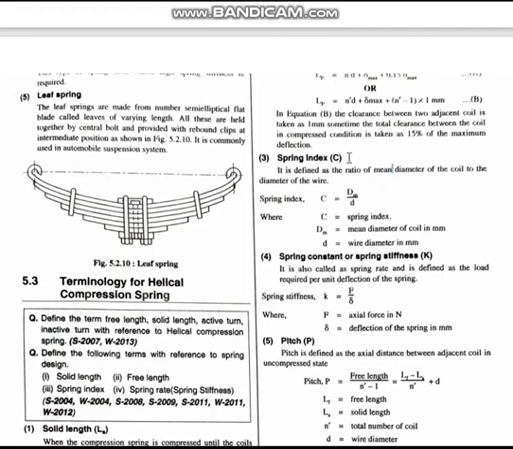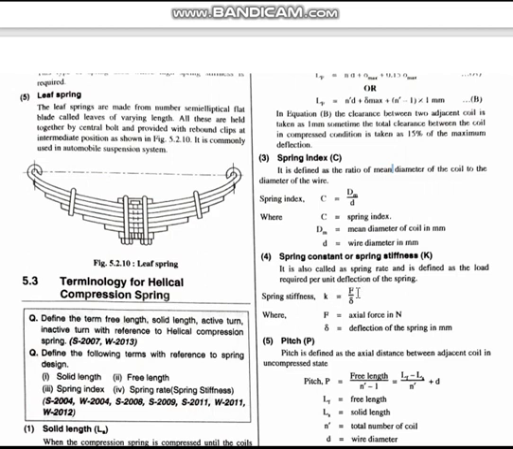Then we have seen the spring index. Spring index is the mean diameter of the coil upon the wire diameter, dm upon d. As I said, this will not have any units because numerator and denominator both have units of millimeters. They cancel, and what remains is a dimensionless quantity, that is the spring index. Then we saw the spring stiffness. Spring stiffness is also called the spring constant, and it is given by small k. I don't know, here they have written capital K, but normally I think it is given as small k.